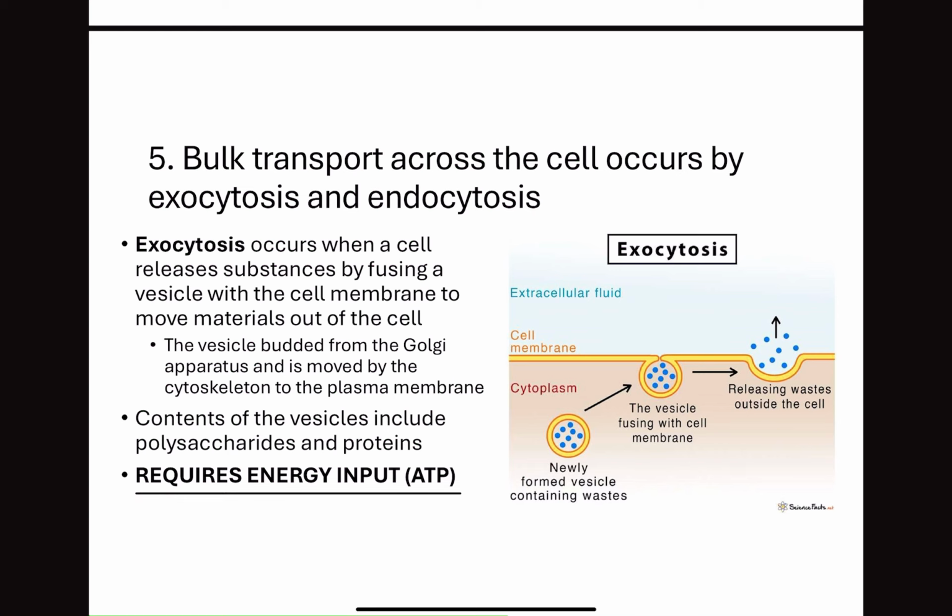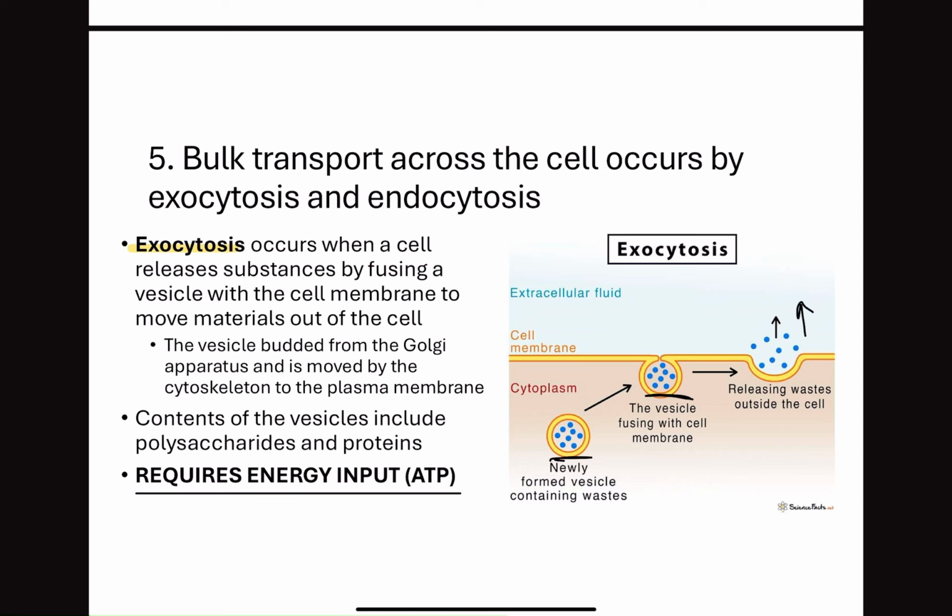And when we're talking about exocytosis in specific, what happens is that we have a transport vesicle, right? So here we have a vesicle, and that vesicle came from the Golgi apparatus, and it's moved by the cytoskeleton to the plasma membrane. And when the two membranes, the membrane of the vesicle and the plasma membrane, come in contact, the bilayers fuse, and then eventually it's going to spill out the contents to the outside of the cell.